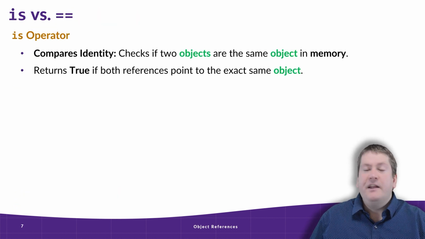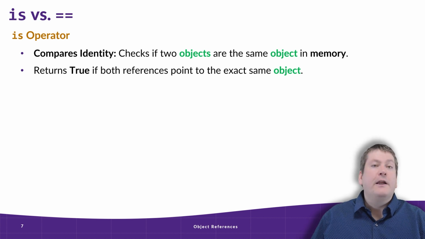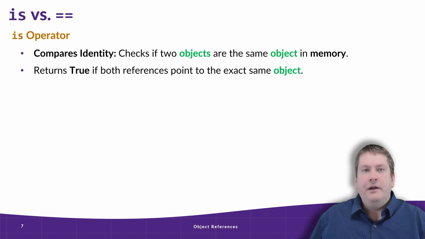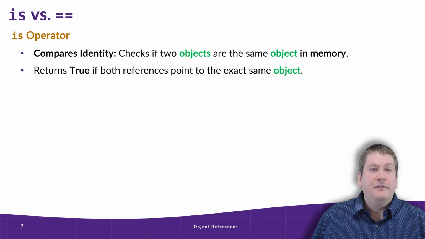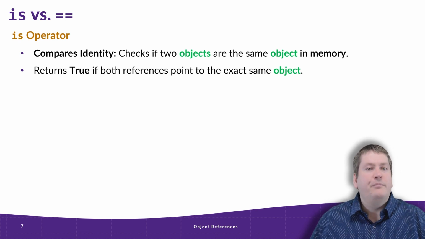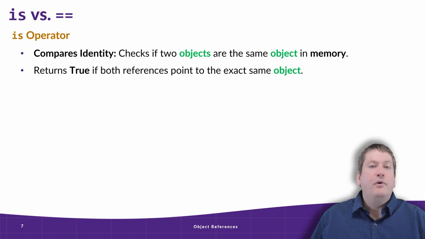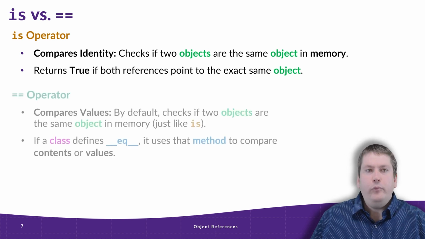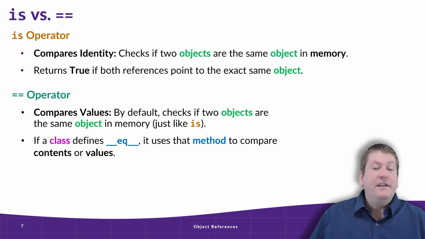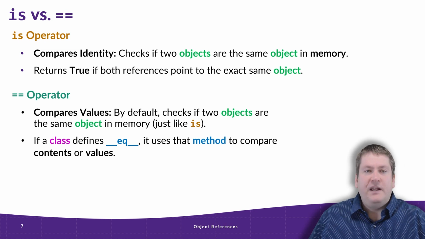So one question you might have is, how is this is operator different than the equality operator, which is represented by two equal signs? Well, there is some overlap here, and in the default case, they do operate the same way. But there are some key differences. The is operator is used for comparing identities, which means that it checks if two objects are the same objects in the computer's memory. So it's going to return true if both reference the same point in the computer's memory, which means they're the exact same object. Whereas the equality operator, by default, is going to do the same thing. It checks if two objects are the same object in the memory, just like is does.